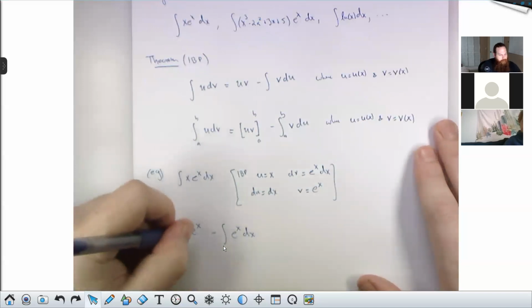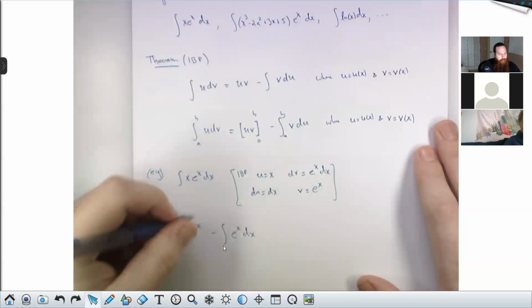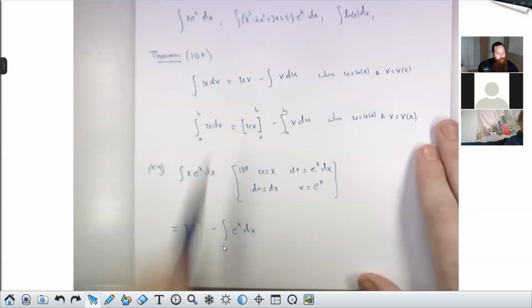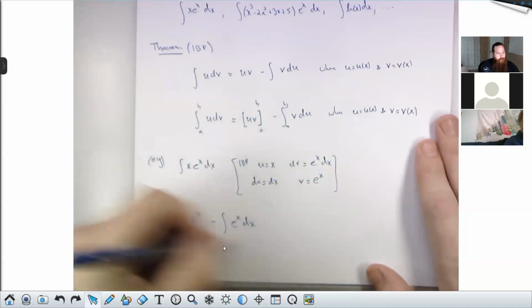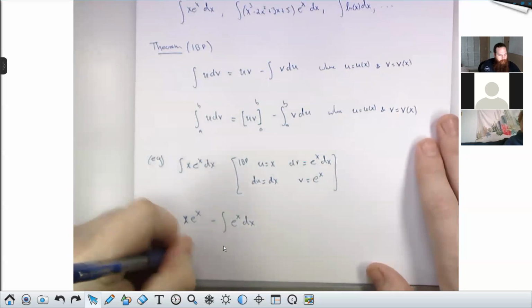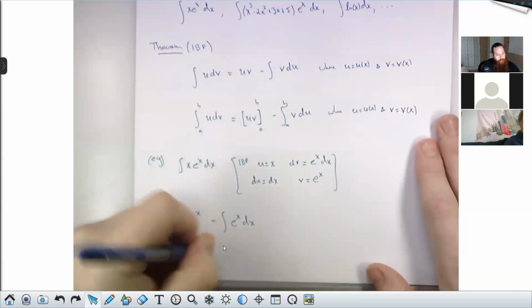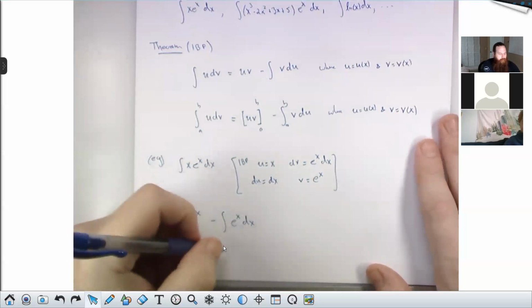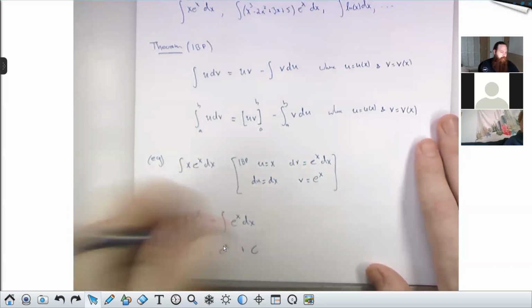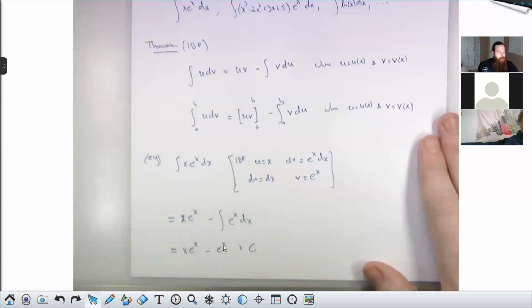And this first piece here is done. If it was a definite integral, I would have to evaluate between some bounds, but since it's an indefinite integral, this first piece is done. But I still have to integrate the e to the x. This is x e to the x minus, what is the integral of e to the x? Oh yeah, that's e to the x. And then I slap on a plus c at this stage because there's no more integrals. So here's your answer.